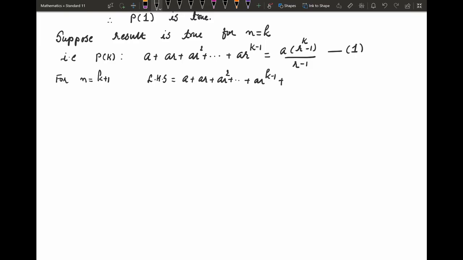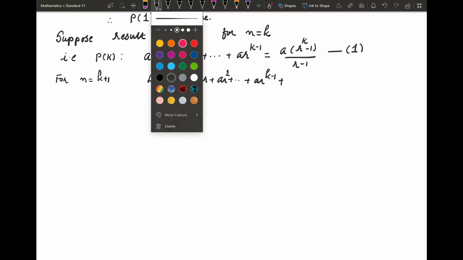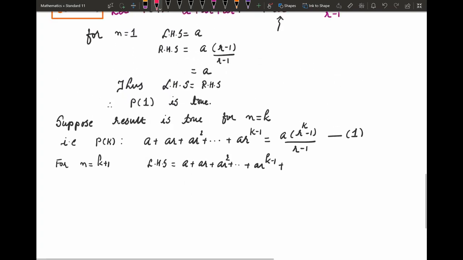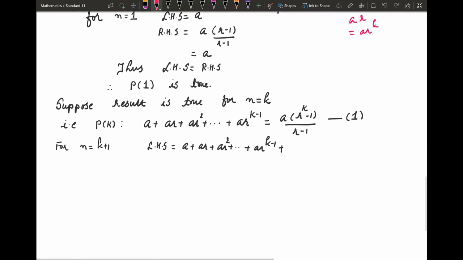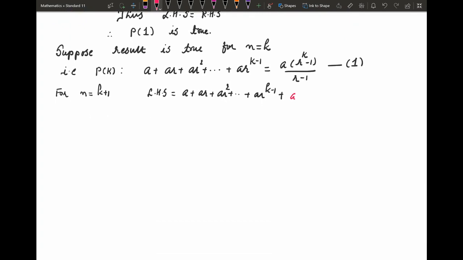Now we have to write the k plus 1th term. So when we write the k plus 1 term, in the general term you have to take n equal to k plus 1. So it will be a r raised to k plus 1 minus 1. So on simplification, it will be a r raised to k. So a into r raised to k.